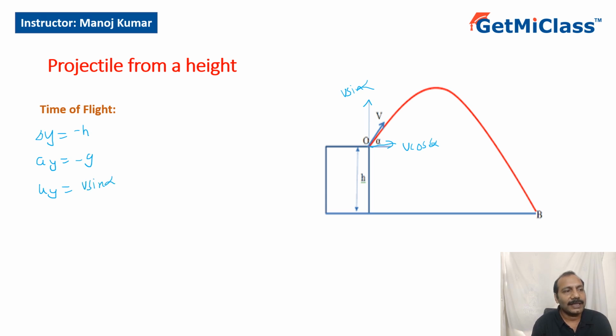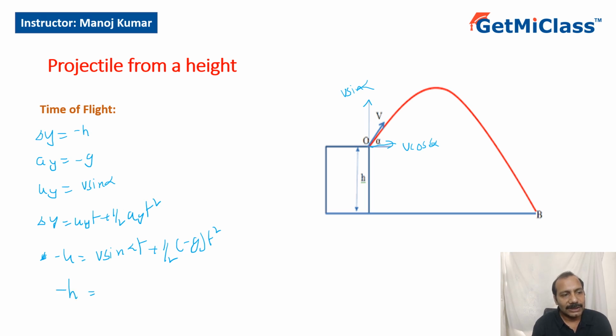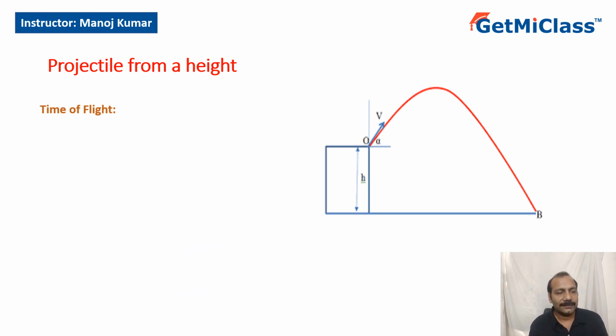So let's solve it. What will I get? I'll use delta y equal to u_y t plus half a_y t square. Substituting, minus h equal to V sin alpha into t plus half into minus g into t square. So I can write minus h equal to V sin alpha t minus half g t square. Now let's find an expression for time from this.